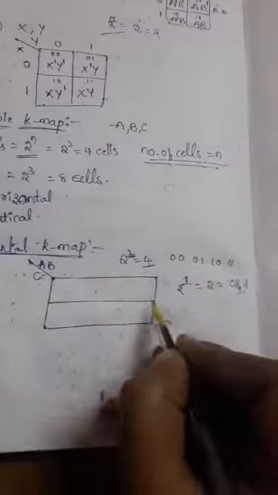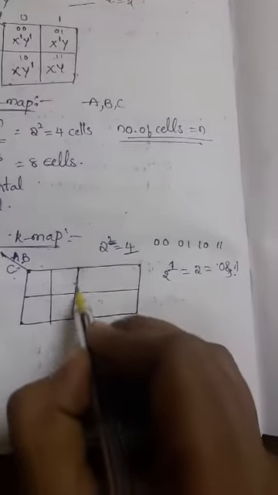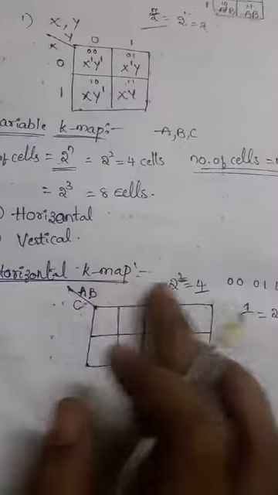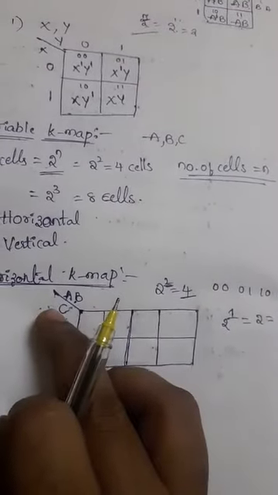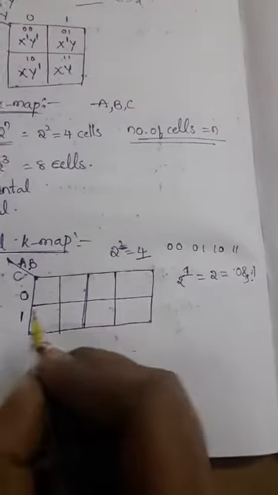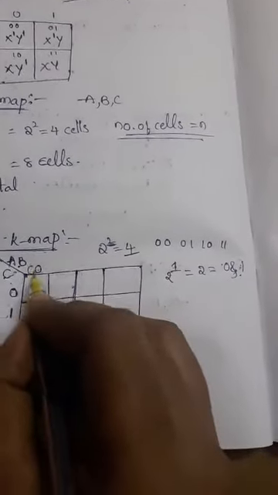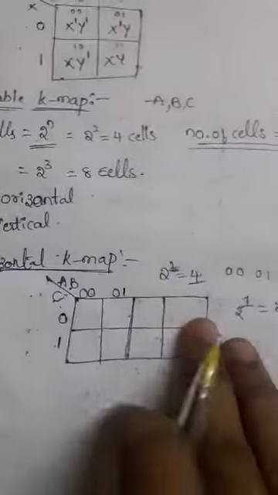So how to represent these 8 cells? Totally here we have four possibilities, so I can take four boxes at the top side, the column side, and for the row side we have only a single variable now, so I can take two possibilities. Those possibilities are 0 1 for C, and for AB I can represent 0 0, 0 1. Like this way we can represent.